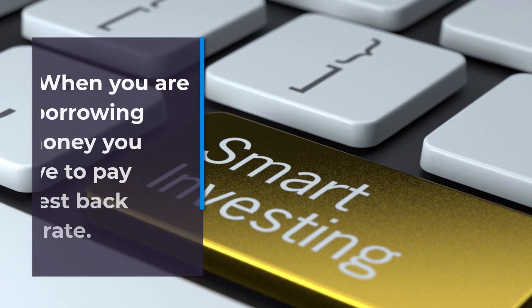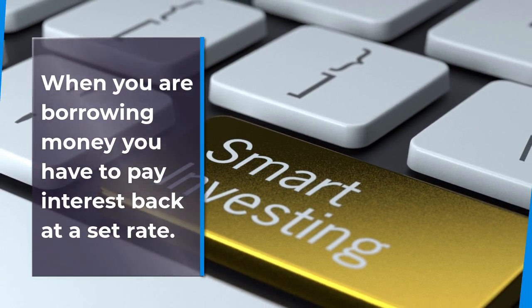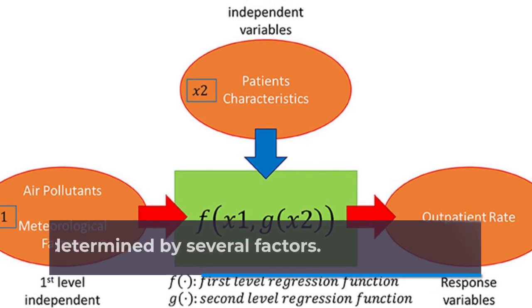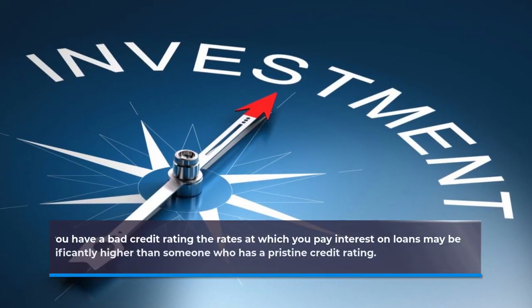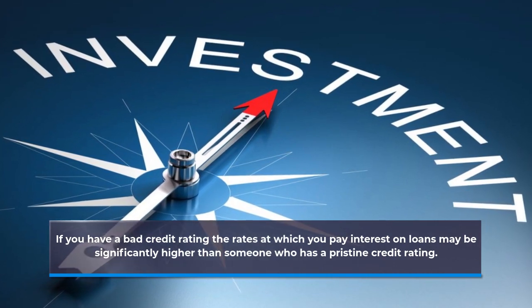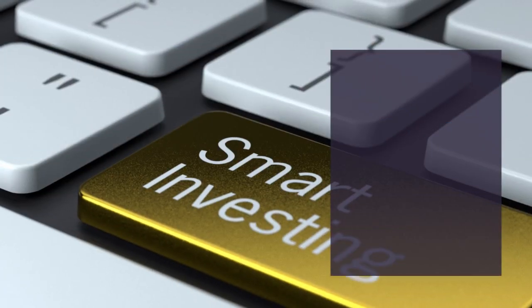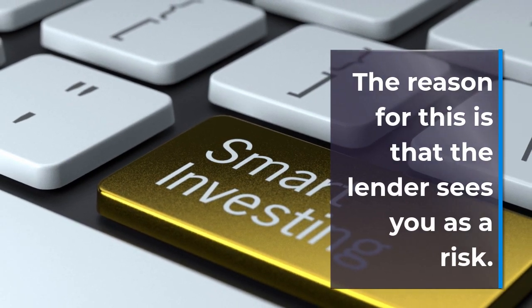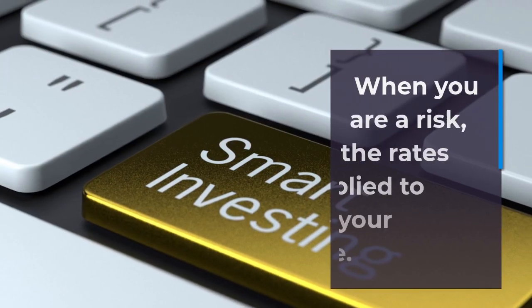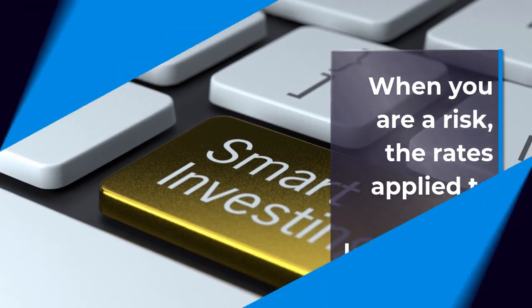When you are borrowing money, you have to pay interest back at a set rate. These rates are determined by several factors. One of these factors is risk. If you have a bad credit rating, the rates at which you pay interest on loans may be significantly higher than someone who has a pristine credit rating. The reason for this is that the lender sees you as a risk. When you are a risk, the rates applied to your lending rise.